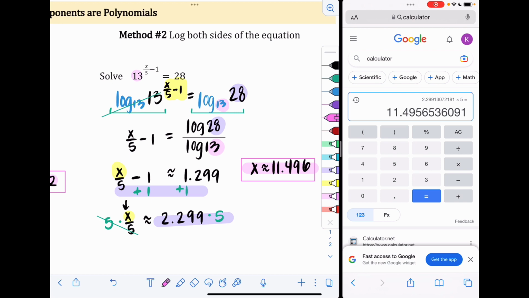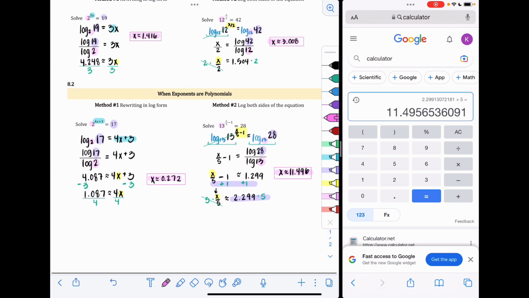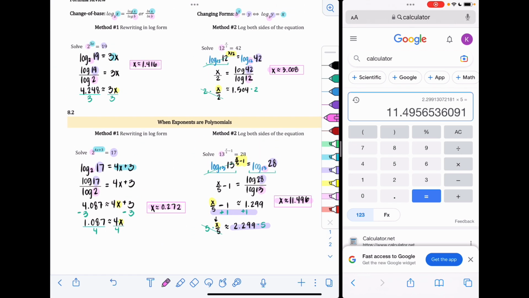Okay, so looking at the notes as a whole, like I said, there's 2 methods for solving these problems. You can rewrite in log form, that's method number 1, and then method number 2 was to log both sides of the equation. It really doesn't matter which method you pick, pick whichever one you prefer, and there won't be certain problems that have to be done a certain way. So it really just comes down to personal preference.